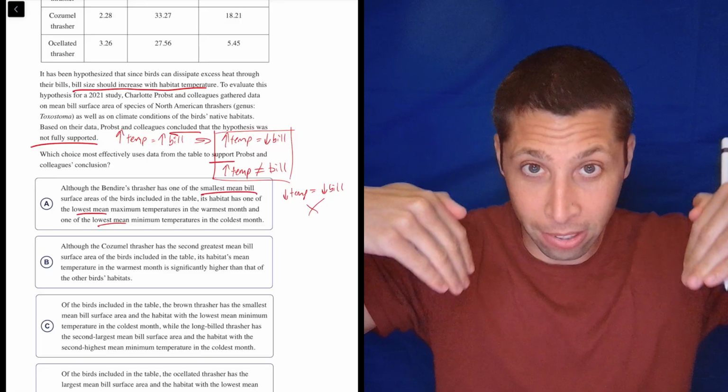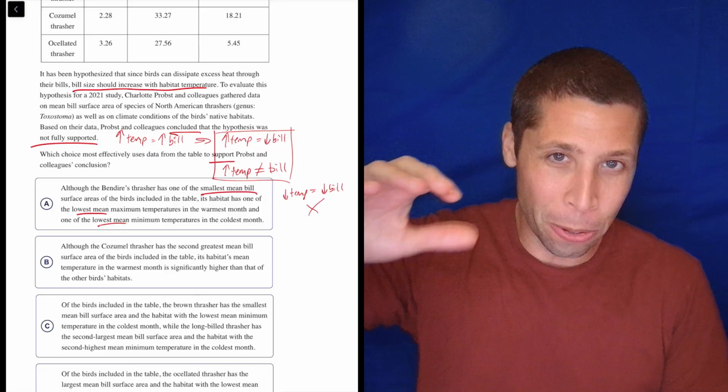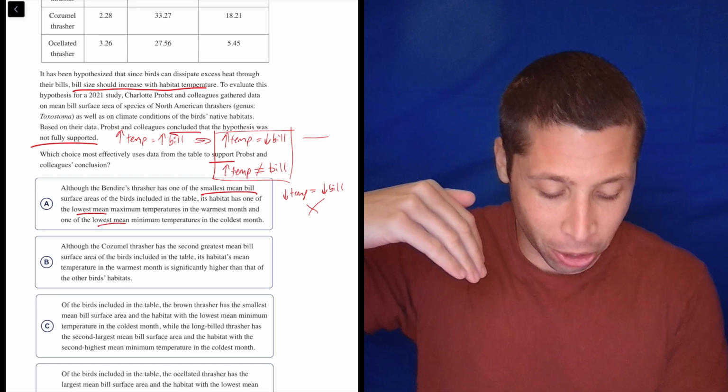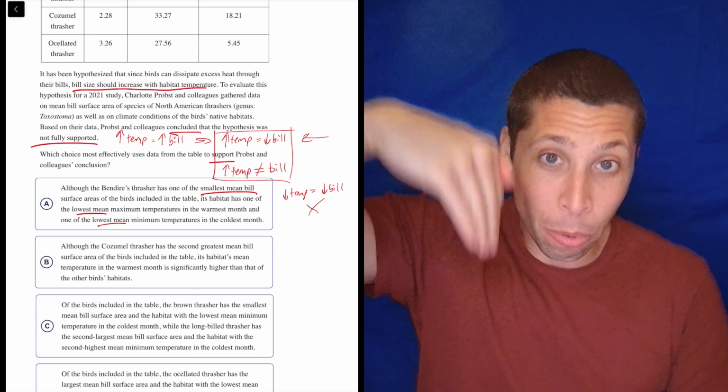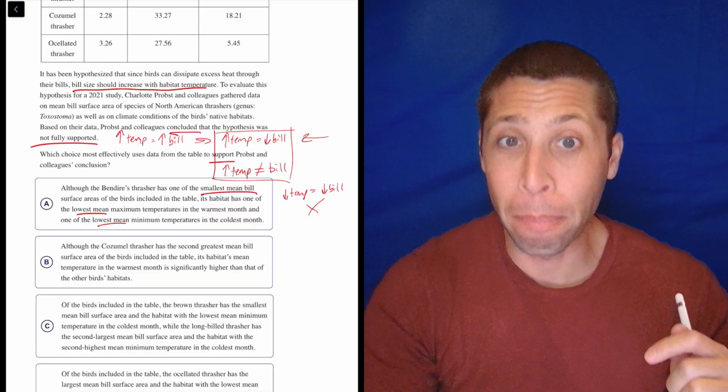But sorry, I flipped that. What we're trying to prove is maybe the opposite of what I wrote in this chart here, which would be a lower temperature means a larger bill size, right? So if I'm going to flip the arrows, I've got to flip both.